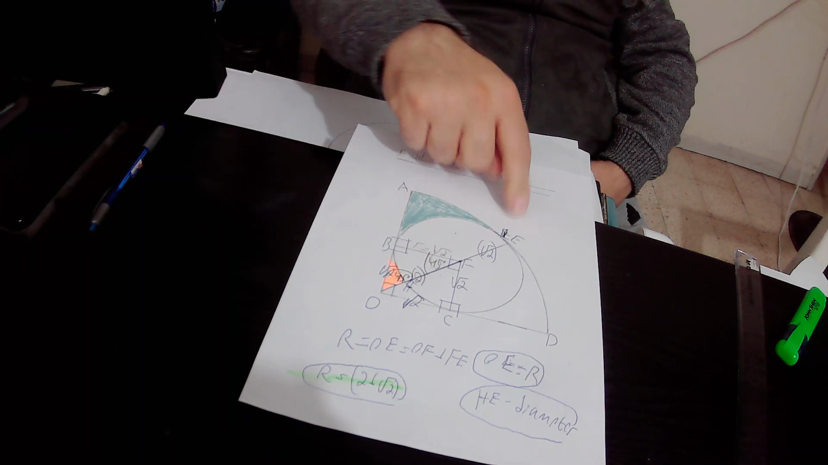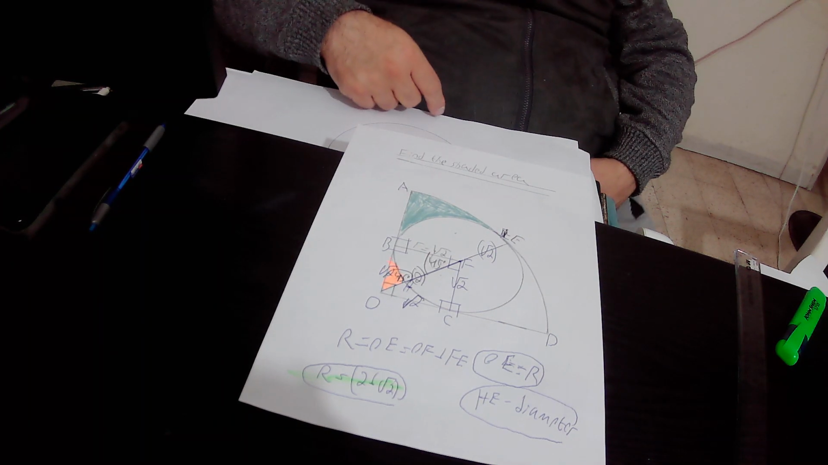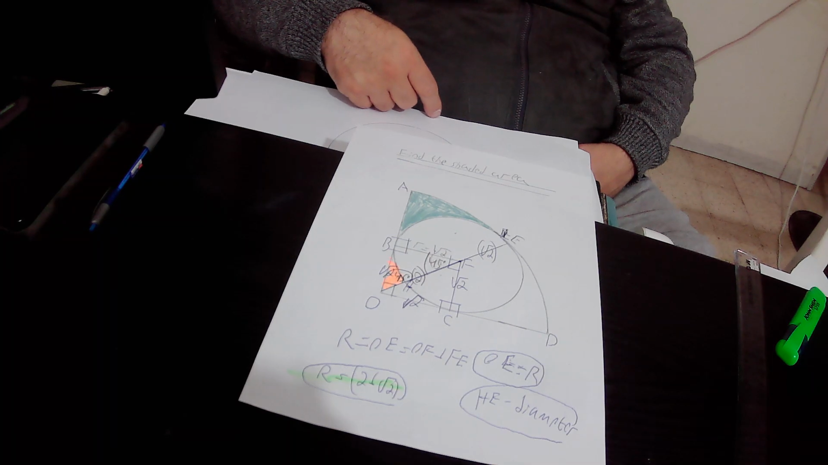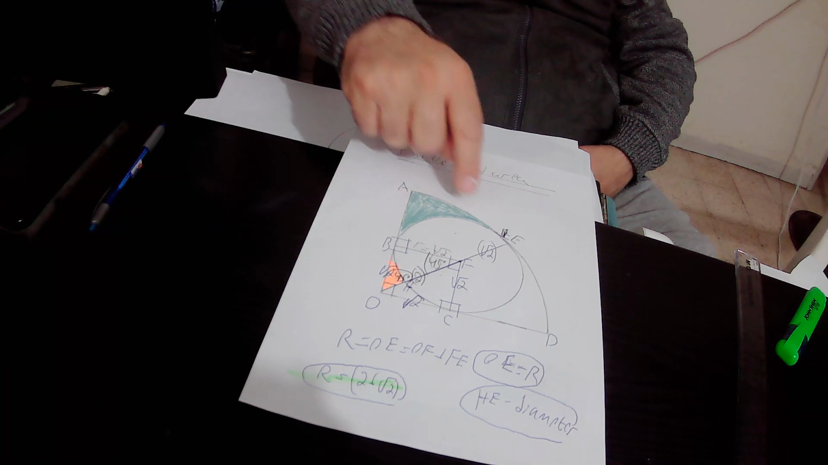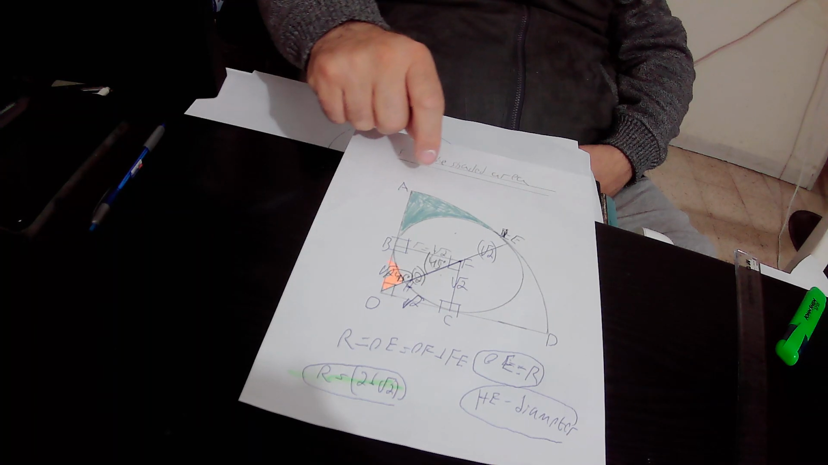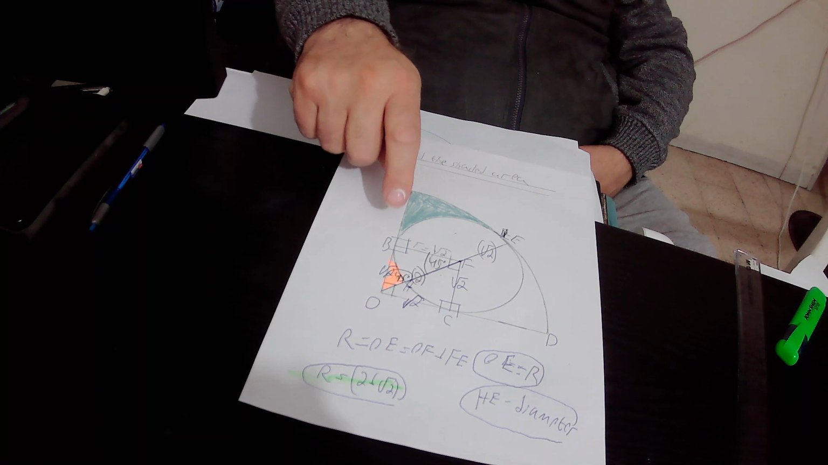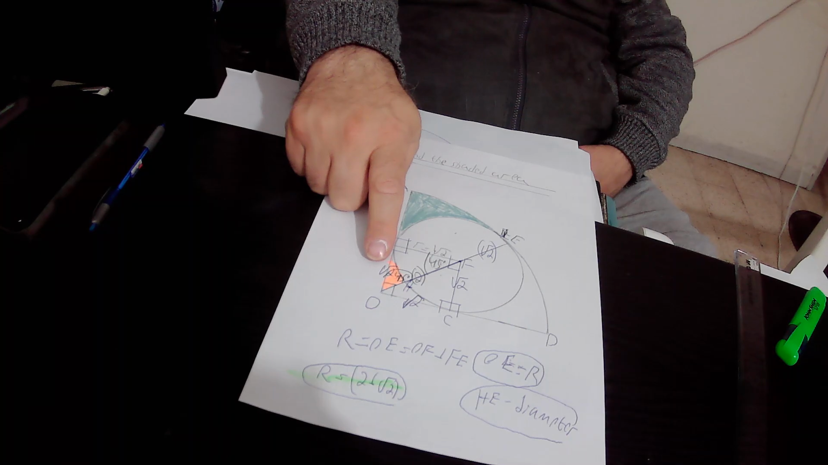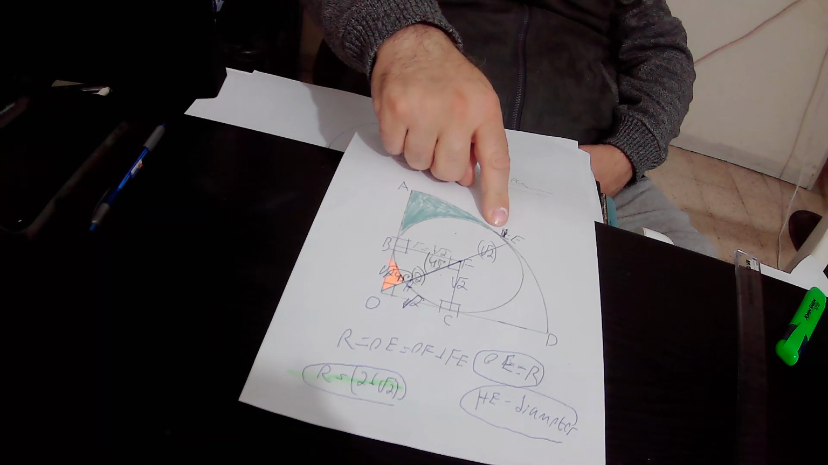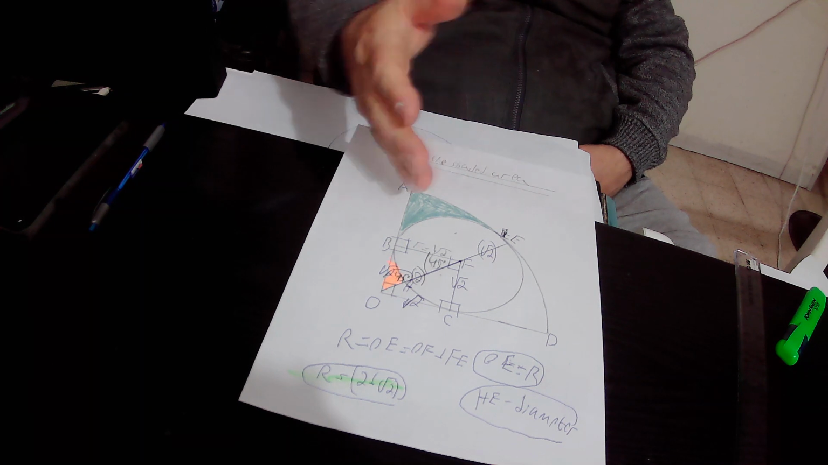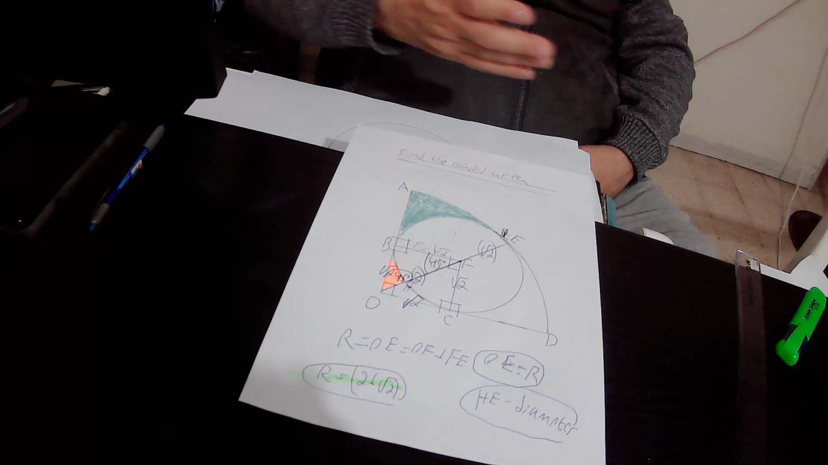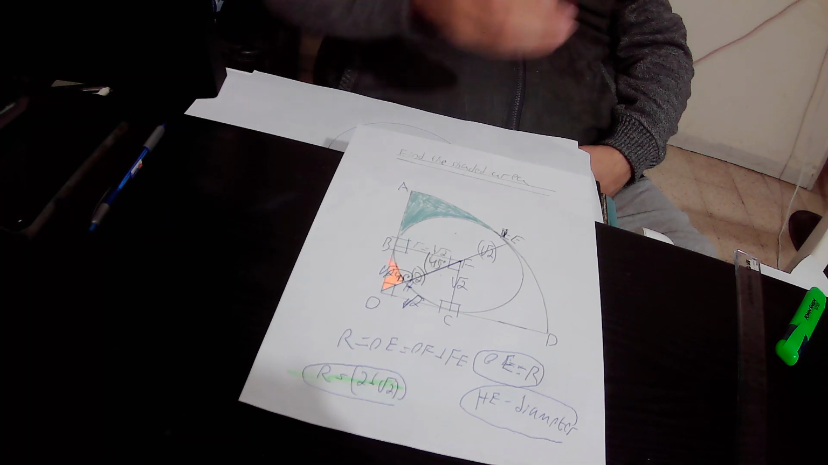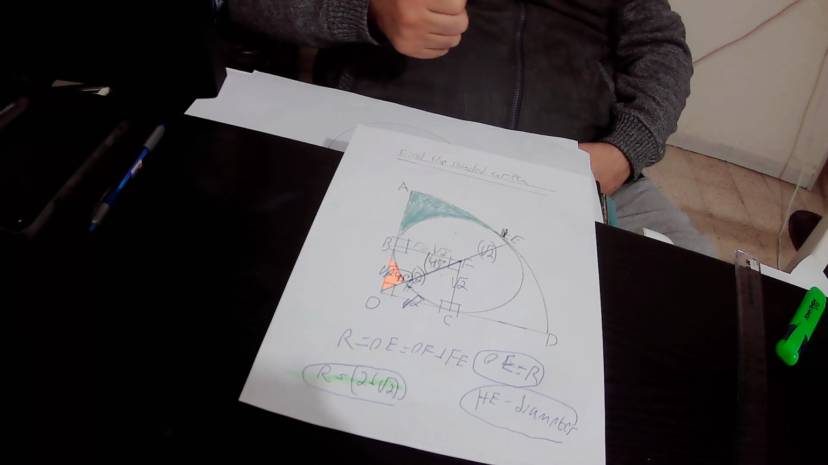If OF is one straight line, it means that OFE is also the radius of the quarter circle. Why? Because point O is the center of the quarter circle and point E is a point on the quarter circle itself. So this is exactly the definition of a radius. Therefore, OE is the radius of the quarter circle that we define as capital R.